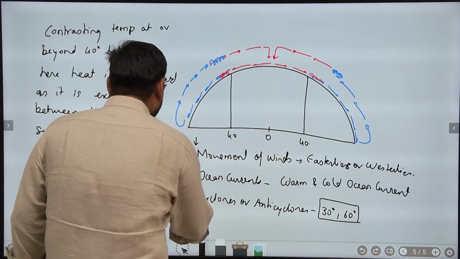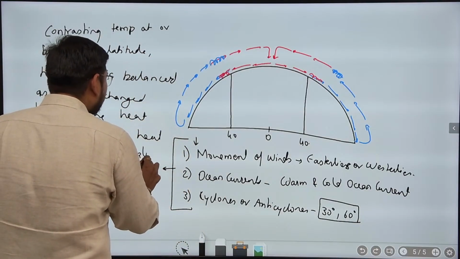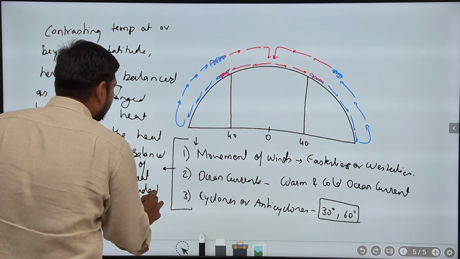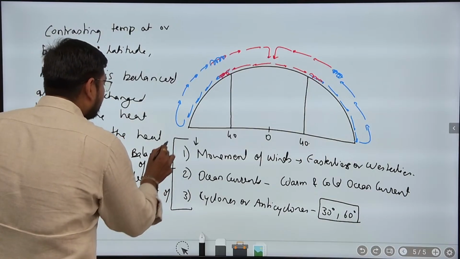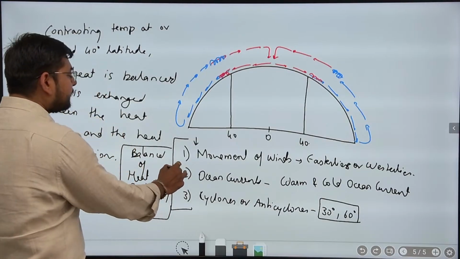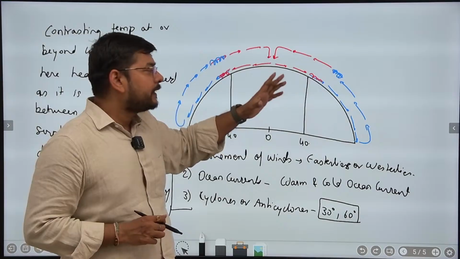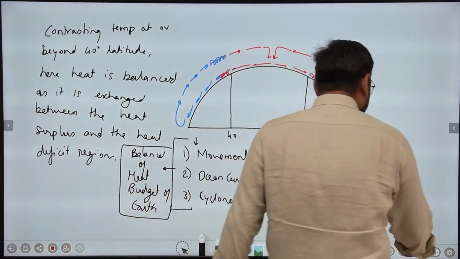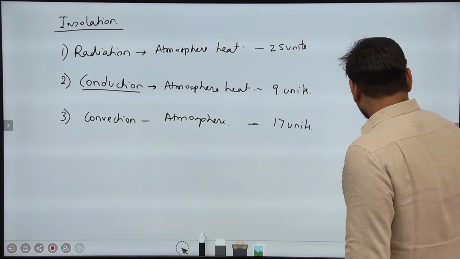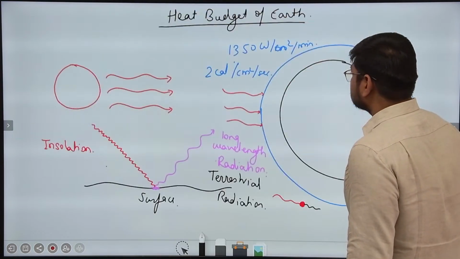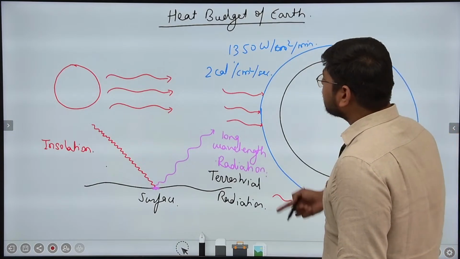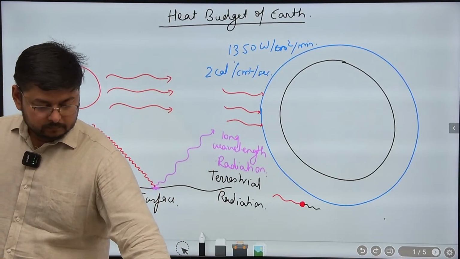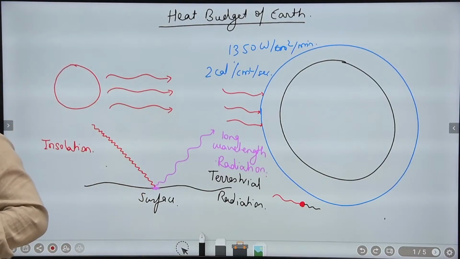So this is exactly what results in the balance of the heat budget of Earth, which takes place through this process. This is the diagram where the heat is being exchanged between the surplus region and the deficit region of the Earth. Now, coming back to the first part, we'll take note of this. You can draw this diagram, then we'll move ahead.